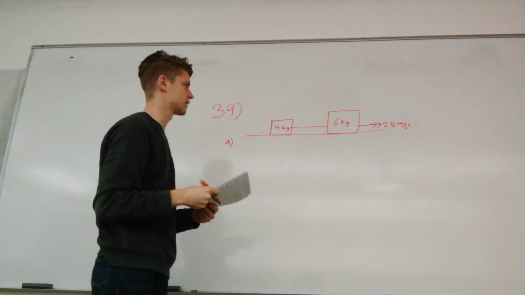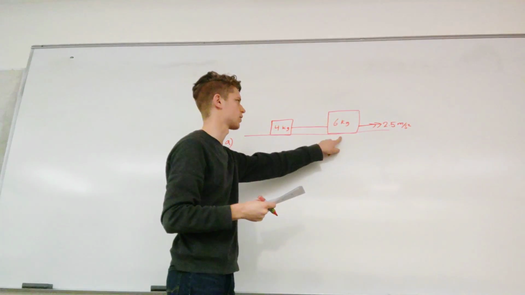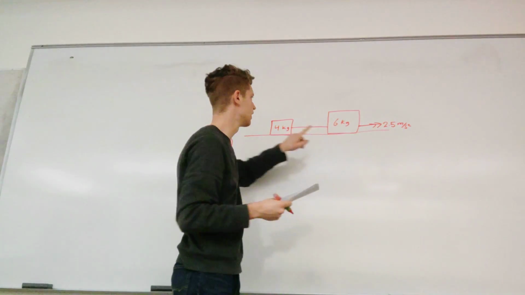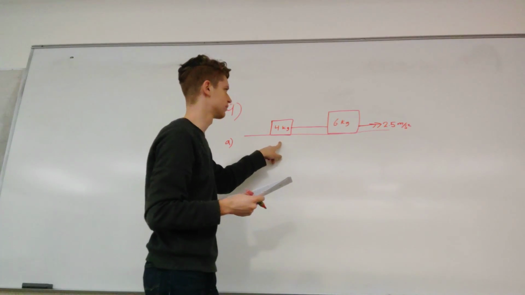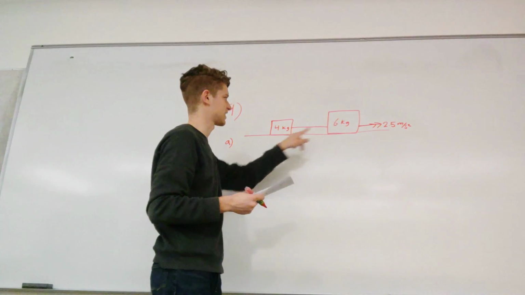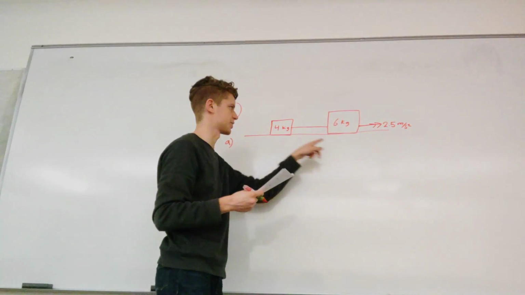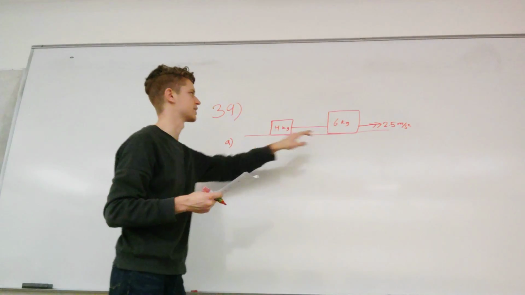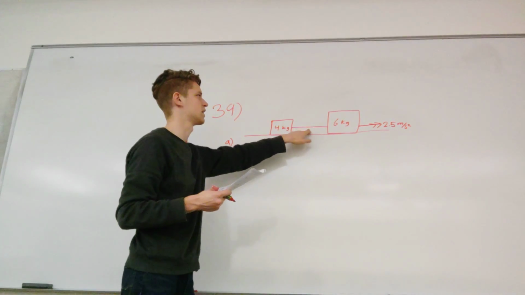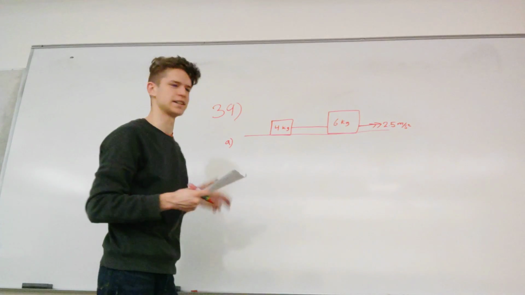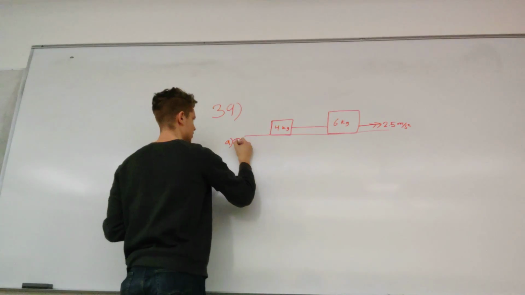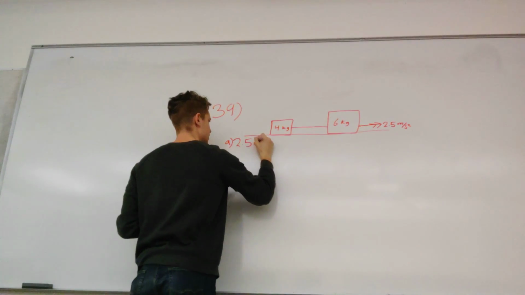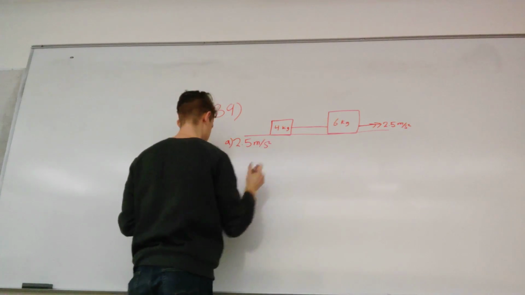So for this one, it's pretty easy. If this one is accelerating 2.5 meters per second, and it's connected to this one, then this one also is accelerating at the same rate because they're connected. So you can't accelerate this one without this one because there's a rope and they're connected. So the answer to A is 2.5 meters per second squared.